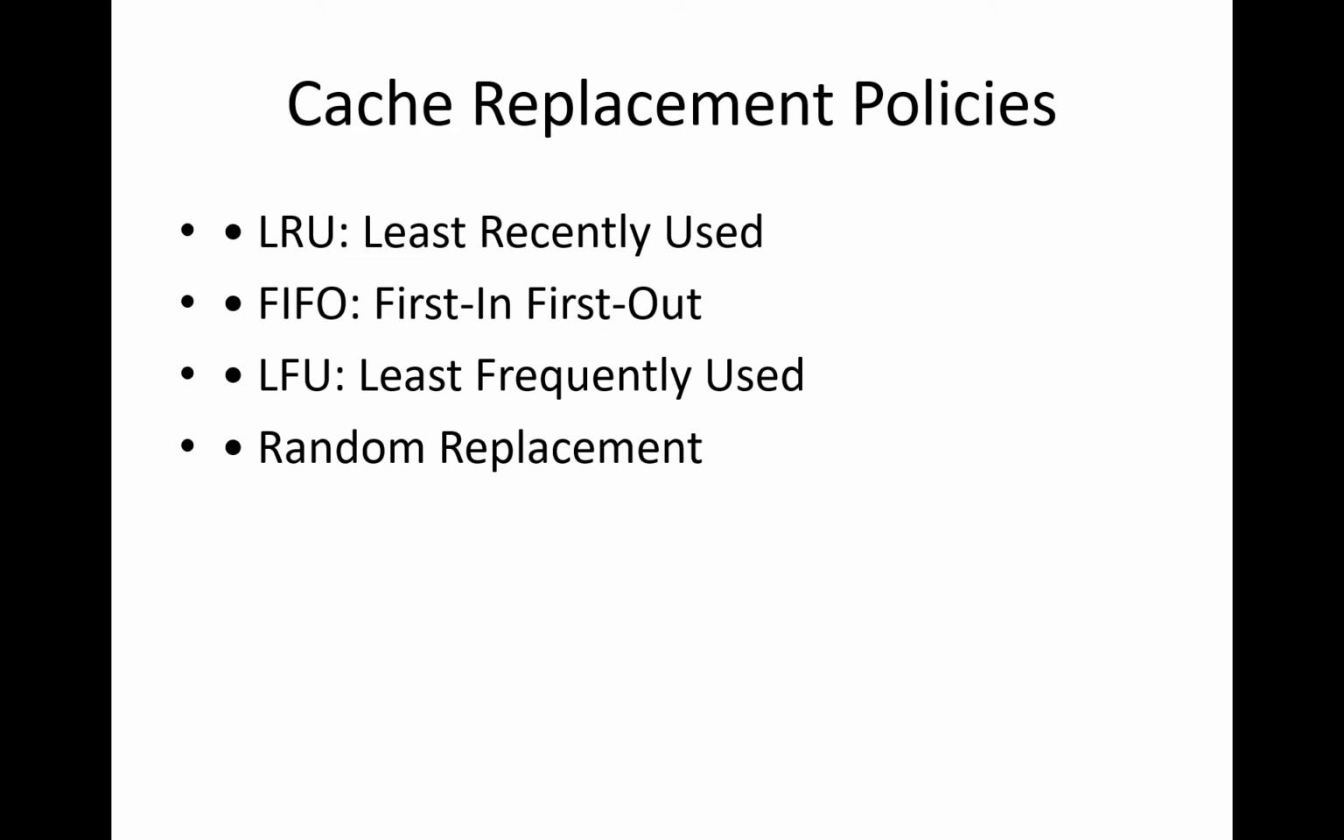So we have the cache memory, the cache replacement policy. For the cache, when the cache is full, we must decide which block to remove to make space. The LRU evicts the block that hasn't been used for the longest time, like the least recently used. So if a block is not used frequently, it will be evicted.